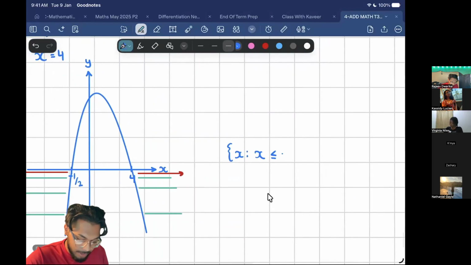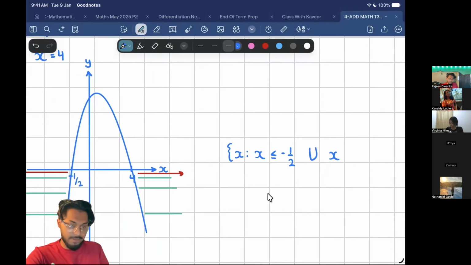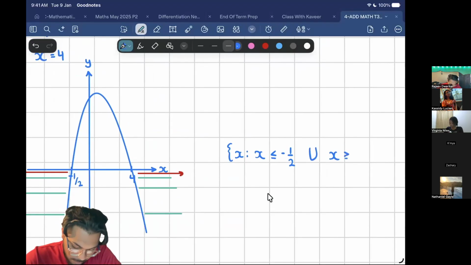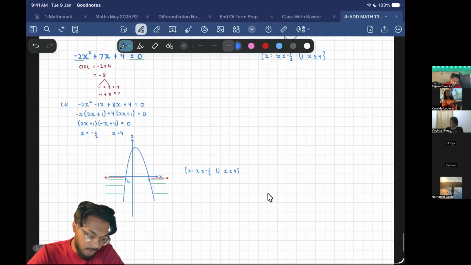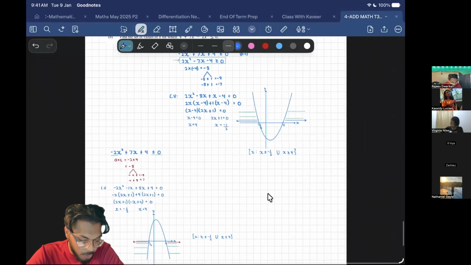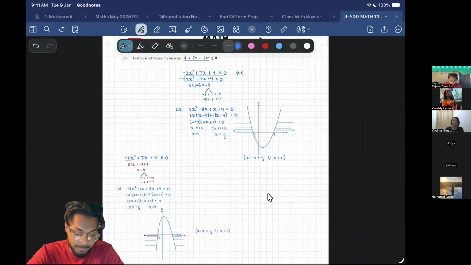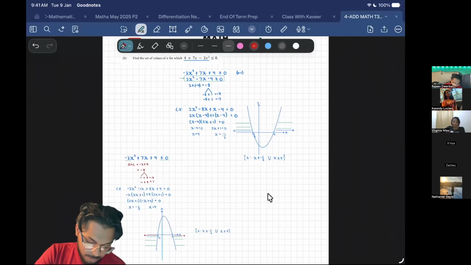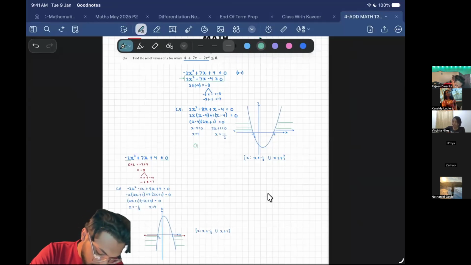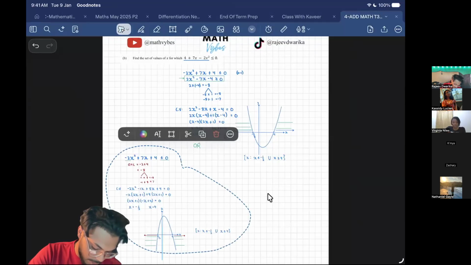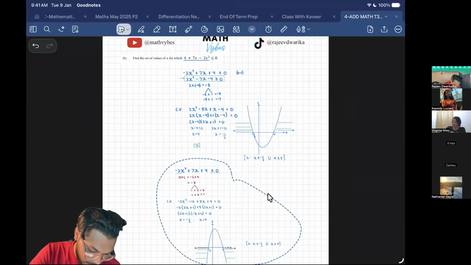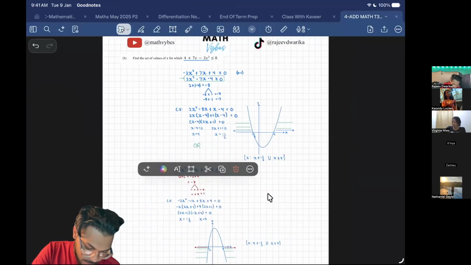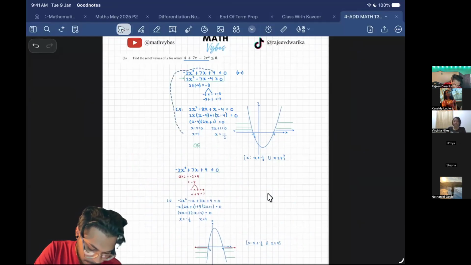Anyways, I mean -1/2 union x is what? More than or equal to 4. Bam. So whichever way you choose to do it, you'll get the same answer. Either they multiply both sides by -1, or just stick with the original question and do it with the original question. All right. Either way is fine, right? Sheena, you okay with this question for sure? Yes, sir.